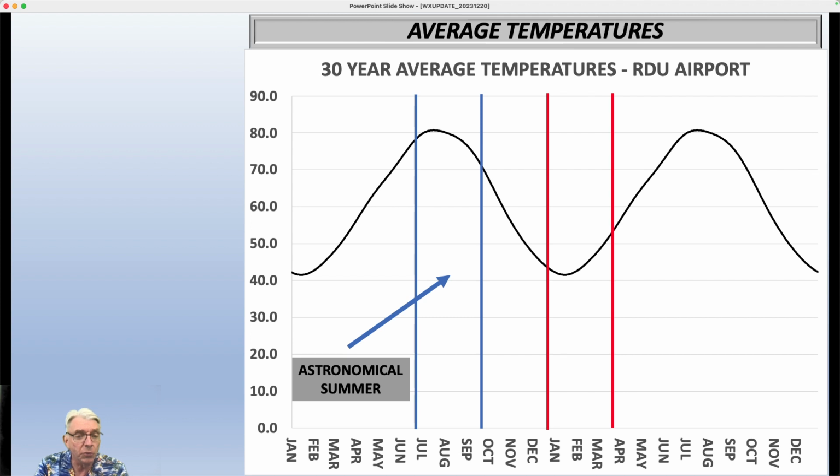Climatologically, it's about a 2 to 3 week offset. So you pick the one you want to go with, and that's just fine. I'm not going to argue with you either way. But there is a difference. There's no question about it.